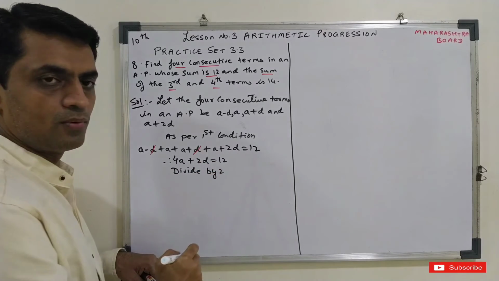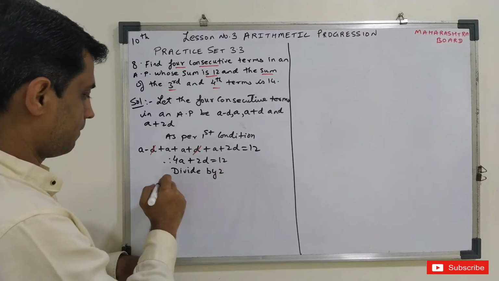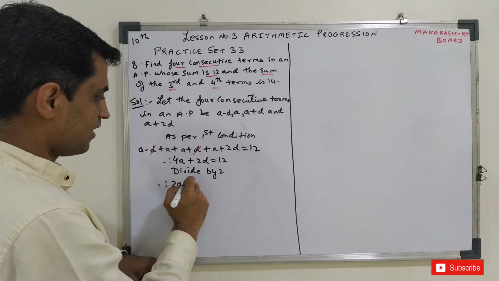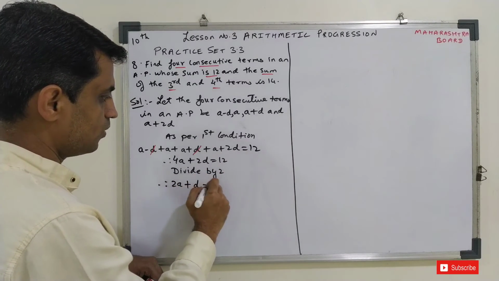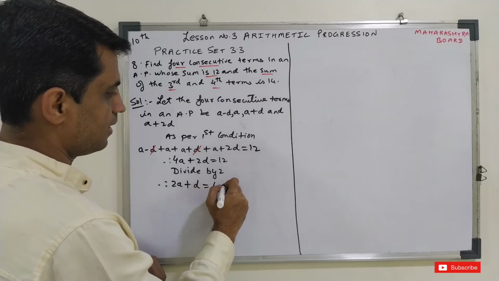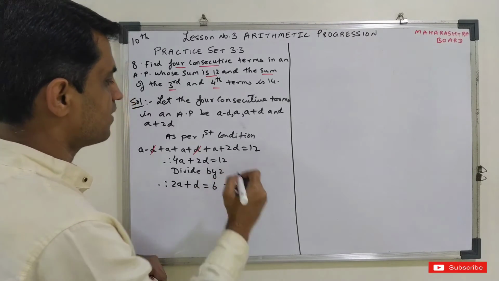Divide by 2. We are dividing everything by 2. 2 2s are 4, 2 1s are 2, 2 6s are 12. This is equation number 1.